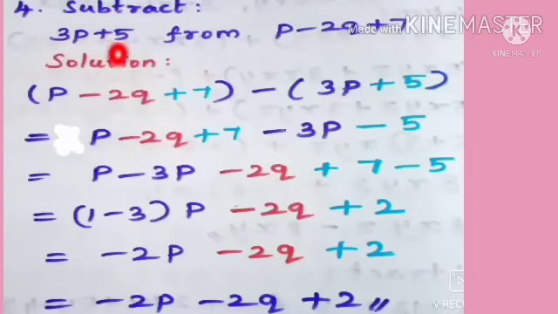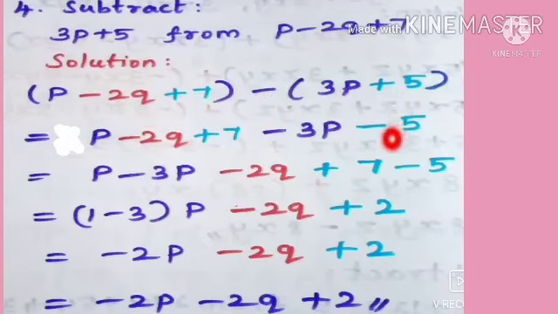Students, now subtract 3p plus 5 from p minus 2q plus 7. So here we have to subtract 3p plus 5 from this value. So the expression we subtract from should be first. And here we are subtracting, so put the minus sign. Which expression should be subtracted? That expression will be in the next place. So here, that is p minus 2q plus 7 minus 3p plus 5.